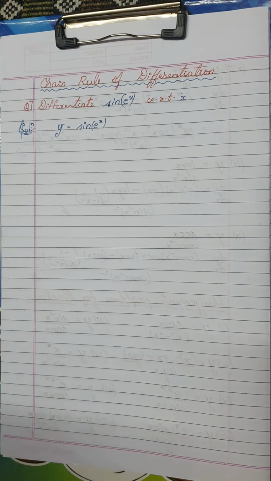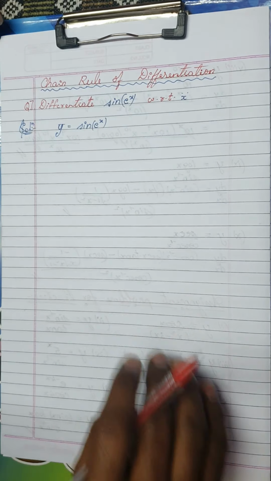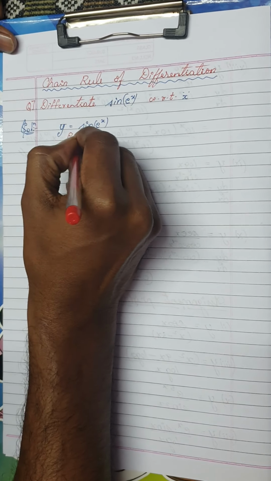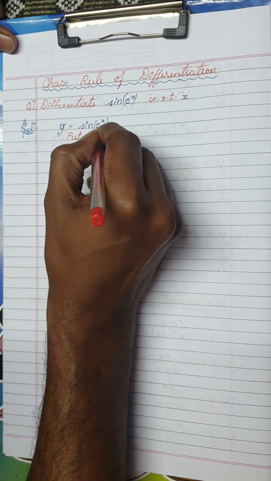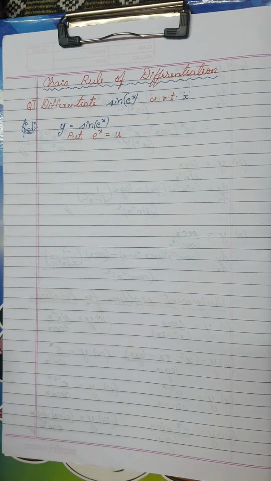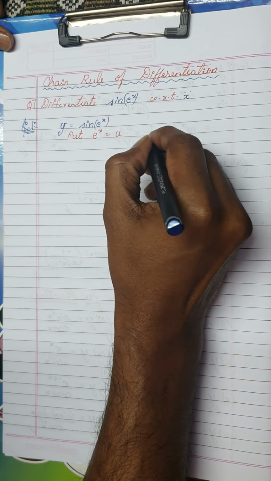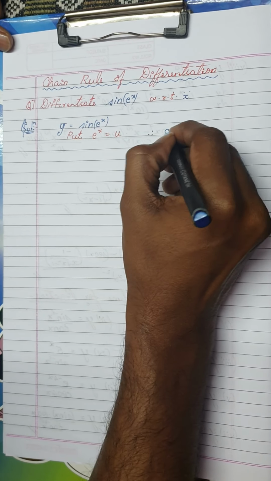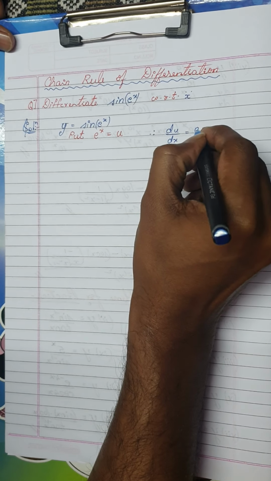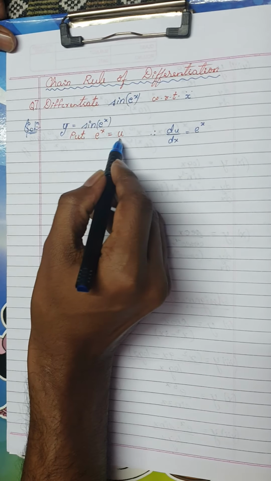Now what we do here generally is, this is the procedure of finding it. I will put e power x is equal to u. Okay. Let me consider this. Therefore, if you differentiate u with respect to x, then du by dx will be e power x. So the differentiation of e power x is e power x, we know that.